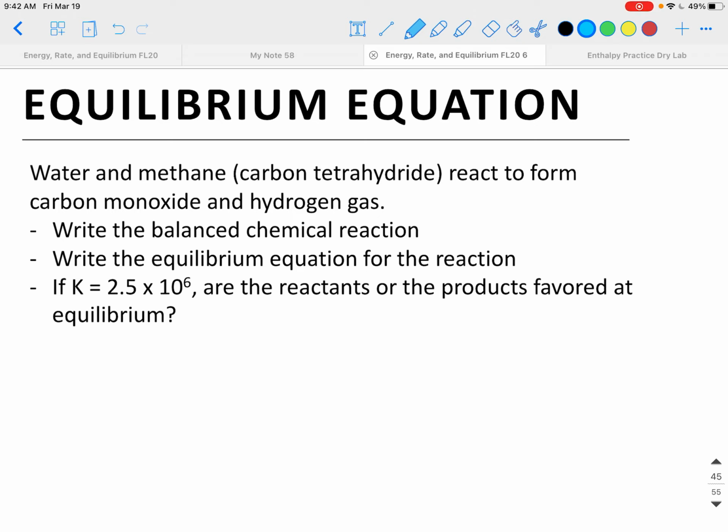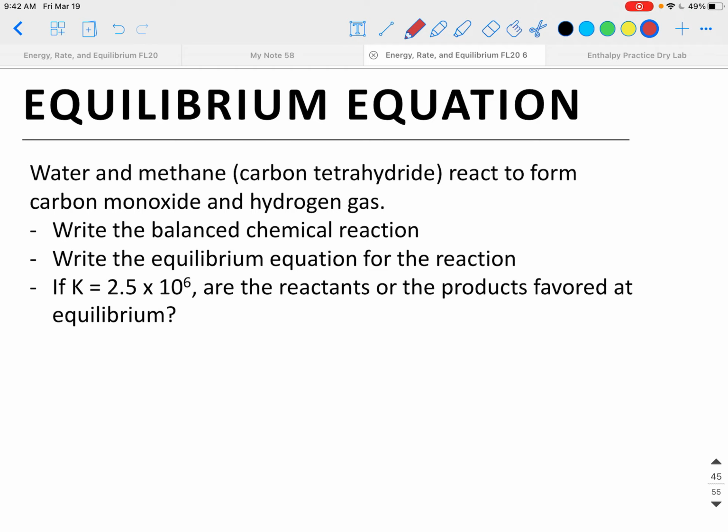Water and methane, carbon tetrahydride, react to form carbon monoxide and hydrogen gas. Write the balanced chemical reaction. Then write the equilibrium equation for the reaction. Then if K is 2.5 times 10 to the power 6, are the reactants or the products favored at equilibrium? Okay, let's just do this one step at a time.